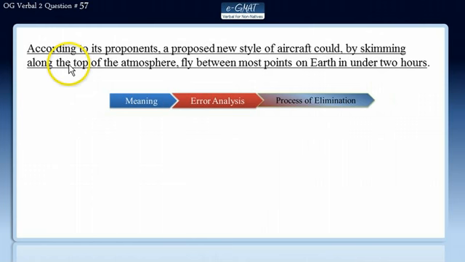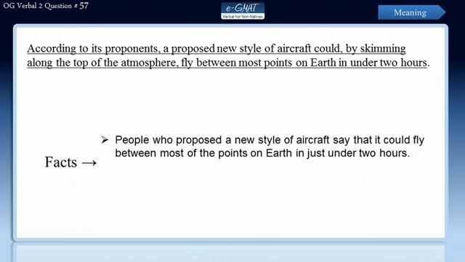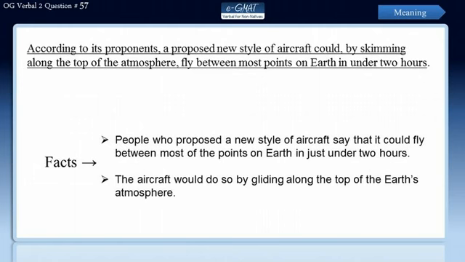So let's begin. According to its proponents, a proposed new style of aircraft could, by skimming along the top of the atmosphere, fly between most points on Earth in under 2 hours. Now, this sentence presents a few facts. It says that people who proposed a new style of aircraft say that it could fly between most of the points on Earth in just under 2 hours. The aircraft would do so by gliding along the top of the Earth's atmosphere.